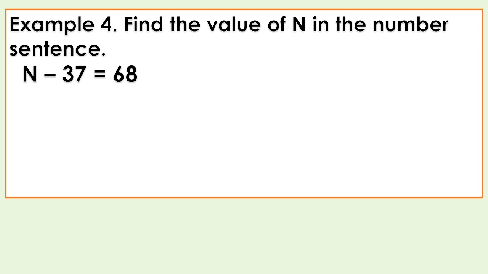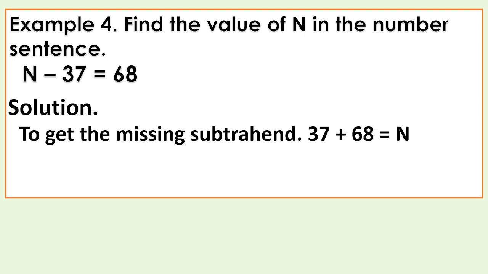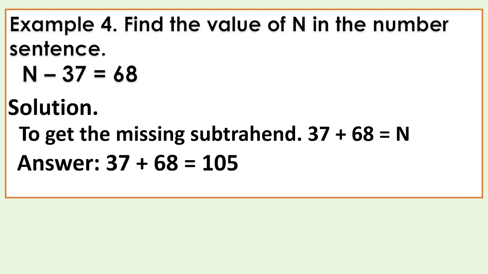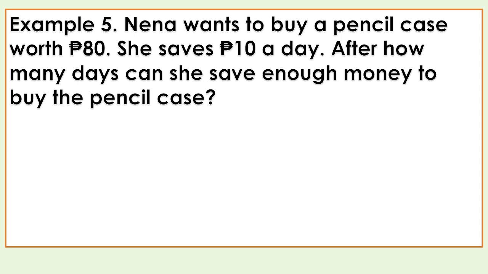Example 4. Find the value of n in the number sentence. n minus 37 equals 68. Solution. To get the missing minuend, we are going to add 37 and 68. So 37 plus 68 equals n. So the answer is 105. Therefore, n equals 105.